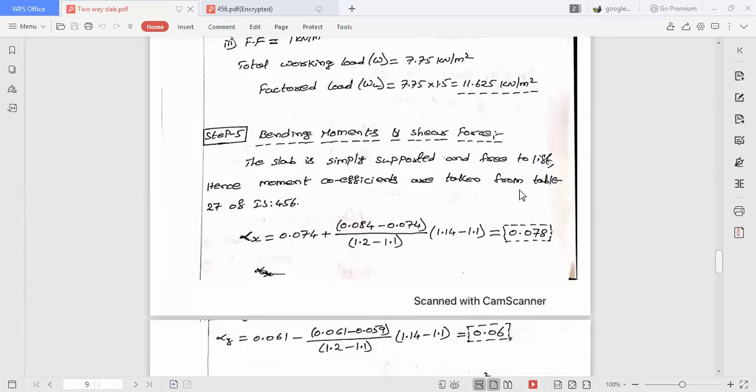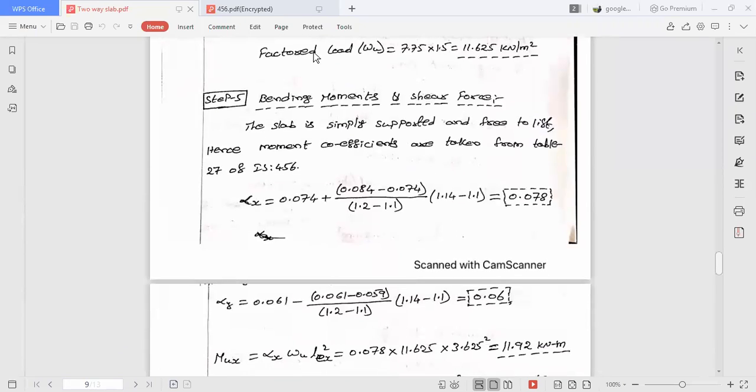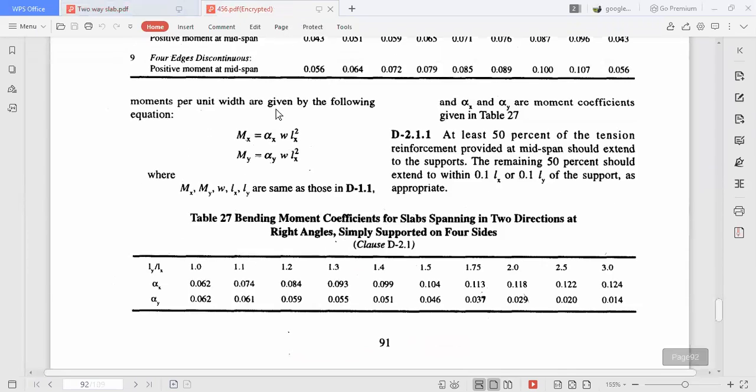Okay. Now, in case of simply supported slab, the formula for Mx is alpha x into wu into Lx square, and for My, alpha y into wu into Lx square. Even for calculating My, we have to consider Lx only.